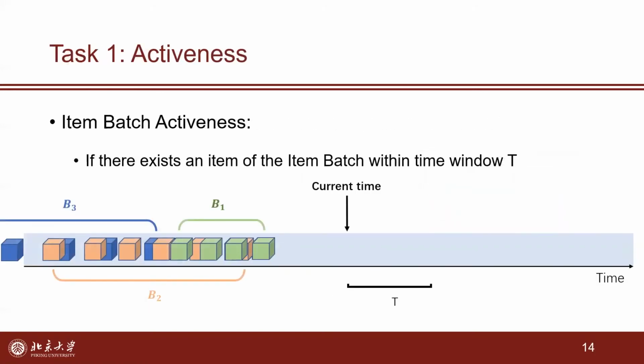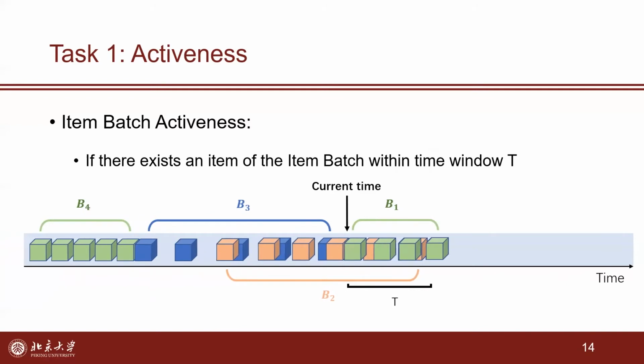And now we give 4 tasks of item batch measurement. The first task is item batch activeness. It means if there exists an item of an item batch within the time window t, then we call the item batch active.